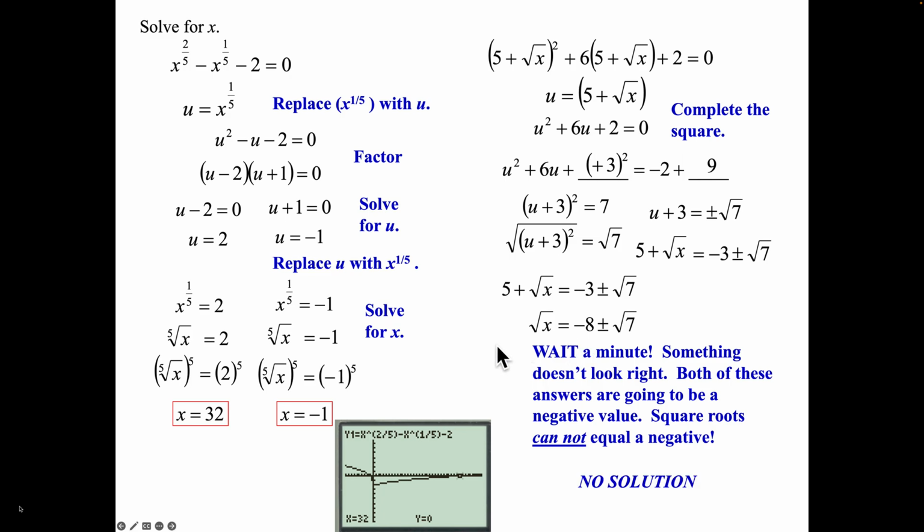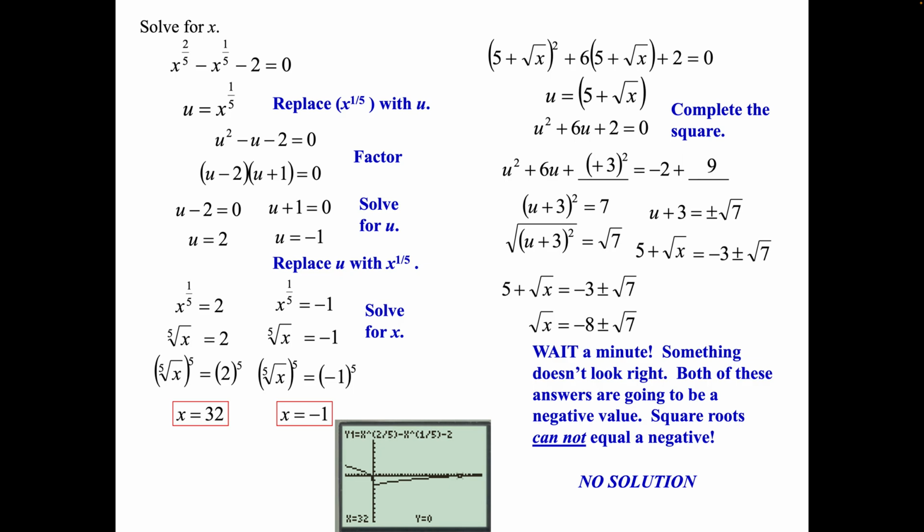So be careful. Always be on the lookout when you deal with even roots. Even roots set equal to a negative, you're going to cancel that possibility out. And in this case, both answers, negative 8 plus the square root of 7 would be negative, and negative 8 minus the square root of 7 is also negative. So there is no solution here whatsoever.